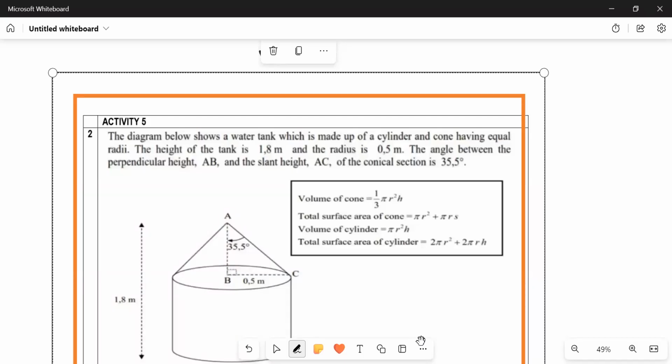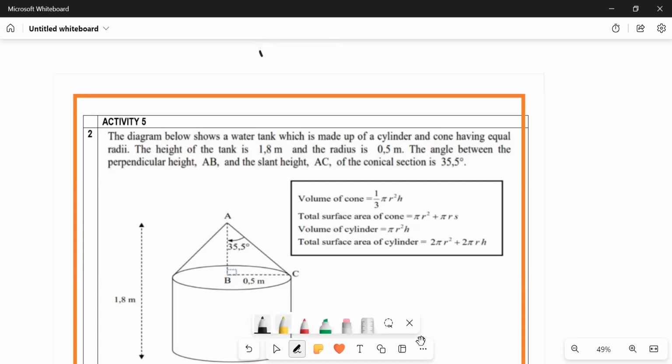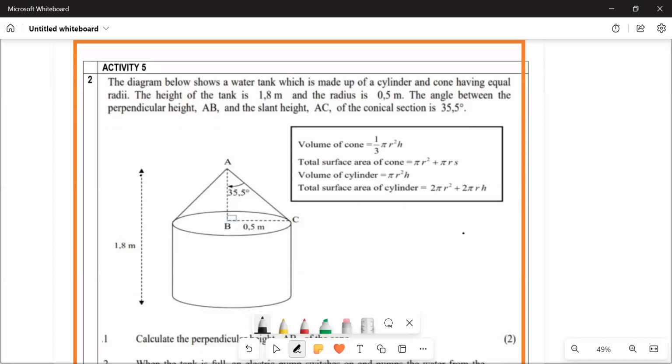In the diagram below, it shows a water tank, which is made out of a cylinder and a cone. They have equal radii, so the cone and the cylinder both have equal radii. The height of the tank, starting from here to here, is going to be 1,8.